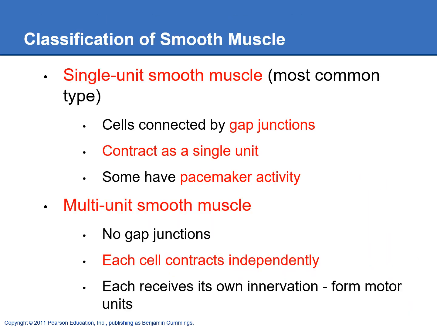There are two different types of smooth muscle. Most smooth muscle is going to be single unit smooth muscle, so that's going to be found in most of the places in the body. The reason it's called single unit smooth muscle is because the cells are all connected by gap junctions, and so they all contract at the same time as a single unit.